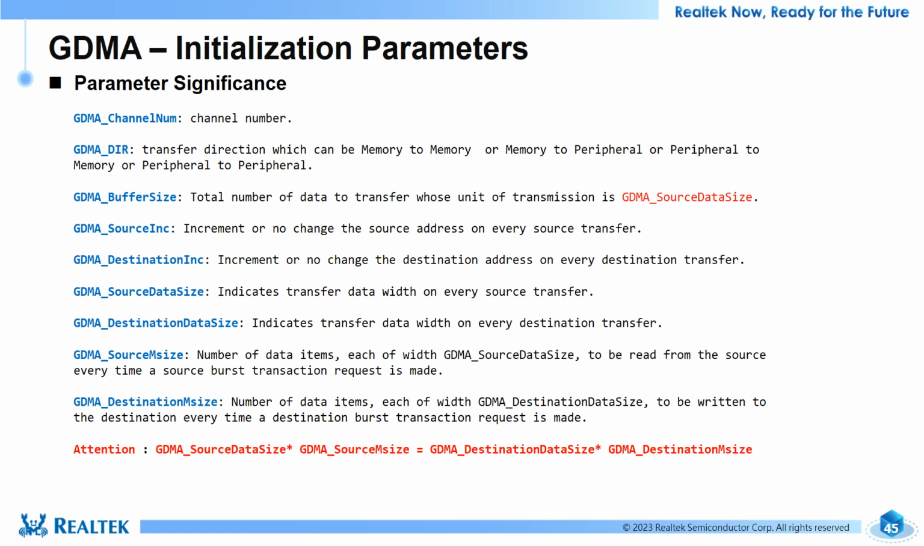GDMA destination M size is used to configure the number of data items to be written to the destination each time a destination burst transaction request is issued, and the width of each data item is GDMA destination data size. Last, GDMA buffer size is used to configure the amount of data to complete a GDMA transfer.